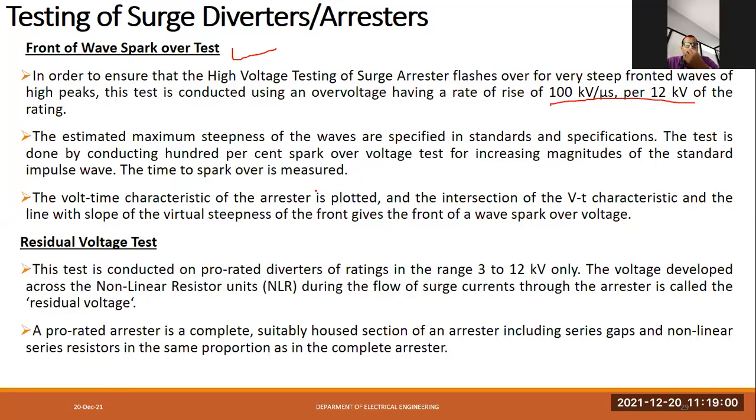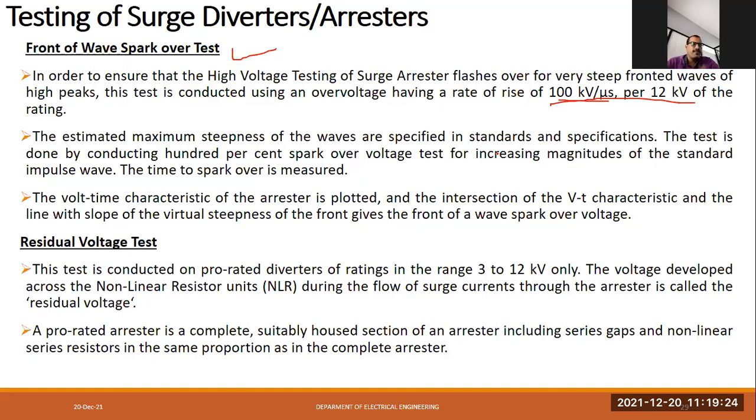So per 12 kilovolt rating, we are saying that whatever be the rate of rise of our voltages, that should be how much? 100 kV per microsecond. So whatever be the estimated maximum steepnesses, those waves are specified in the standard and specifications given by the Indian Standard Rule Book, right?